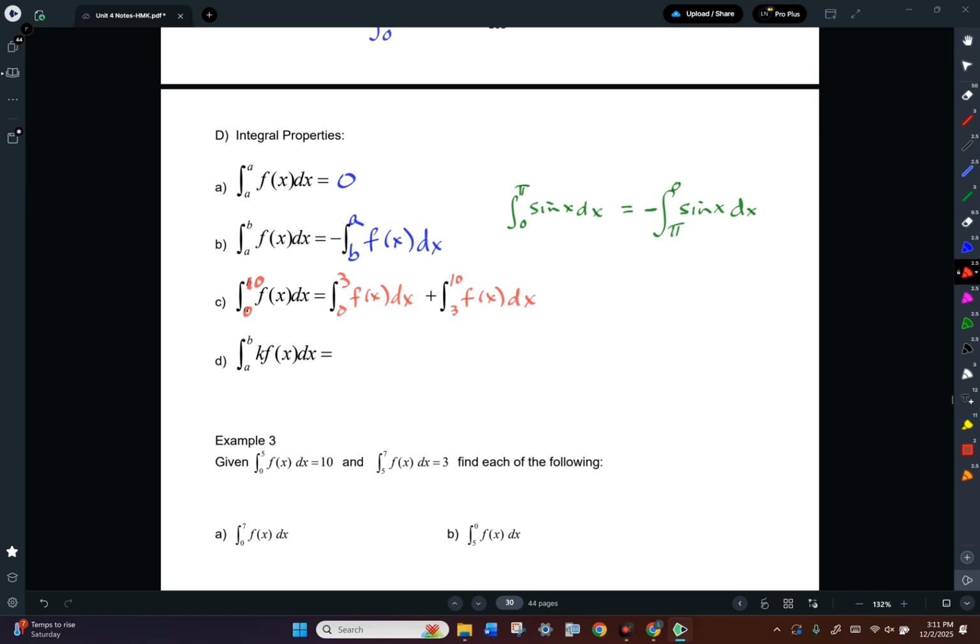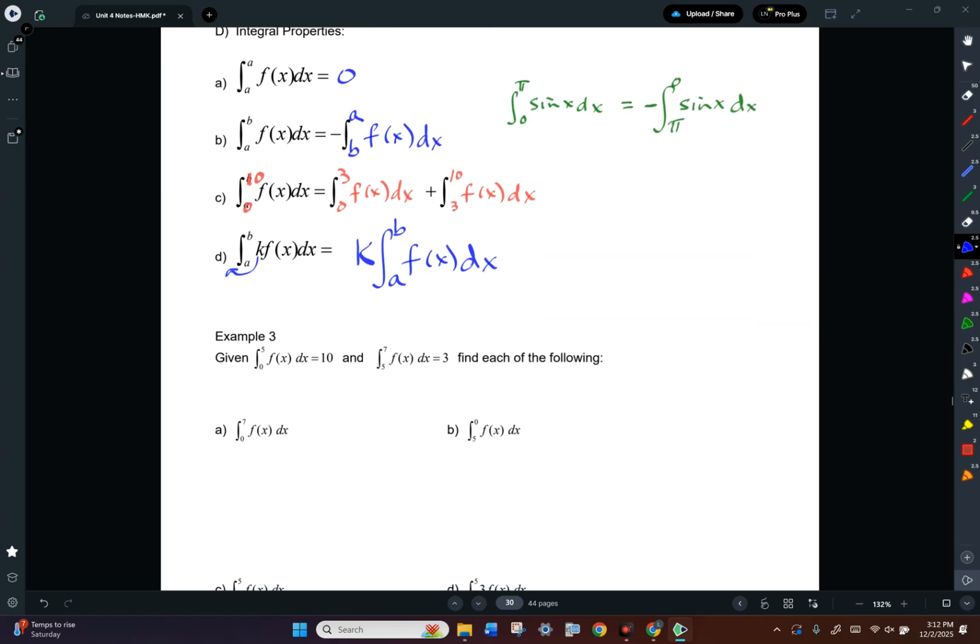Okay, letter D. Letter D is one that we've already talked about. Remember how we said if you have a constant in your integral, you can bring the constant out in front, and then you could still look at it as the integral from a to b of f of x. We were doing this back when we were doing regular old integration. Okay, so look at example 3.